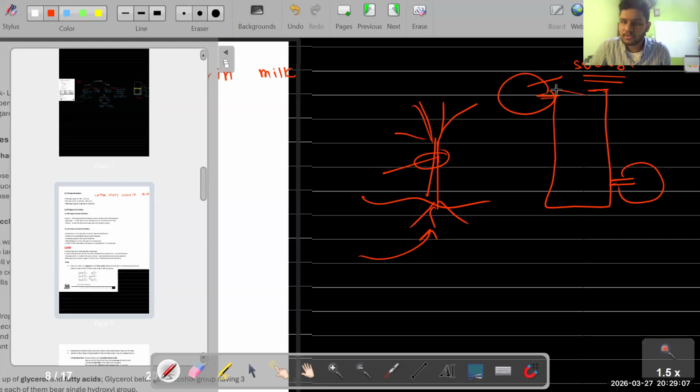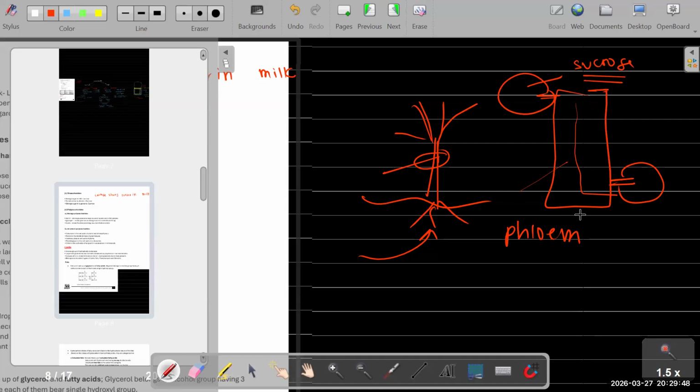Now this sucrose that is produced in one location should be transferred to the relevant location. This transferring process is called phloem translocation. Sir, why have they given the word phloem translocation? It should be sucrose, right? This transferring is done through the vascular tissue called phloem. As this translocation takes place through phloem, they are saying phloem translocation. Is that clear?